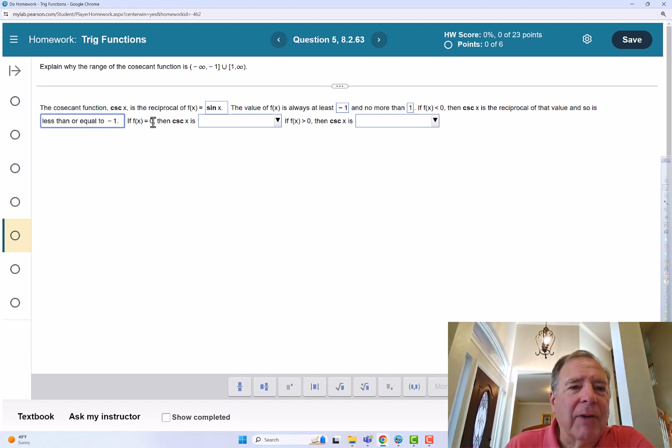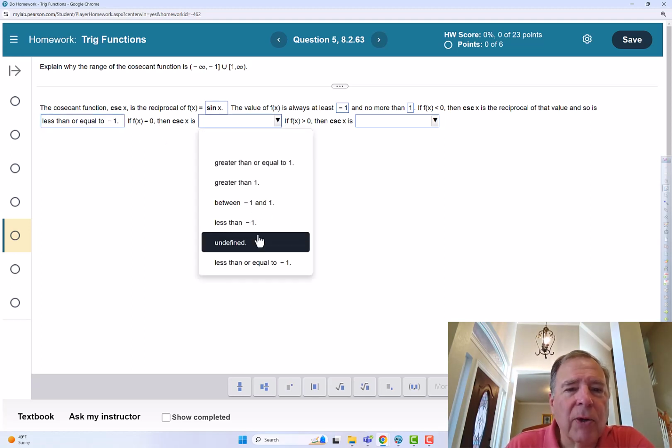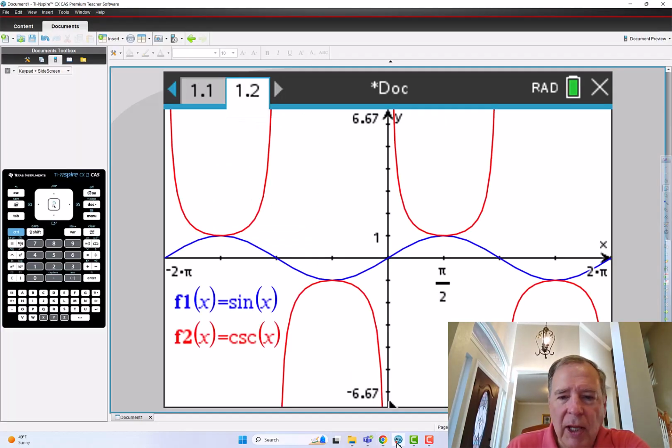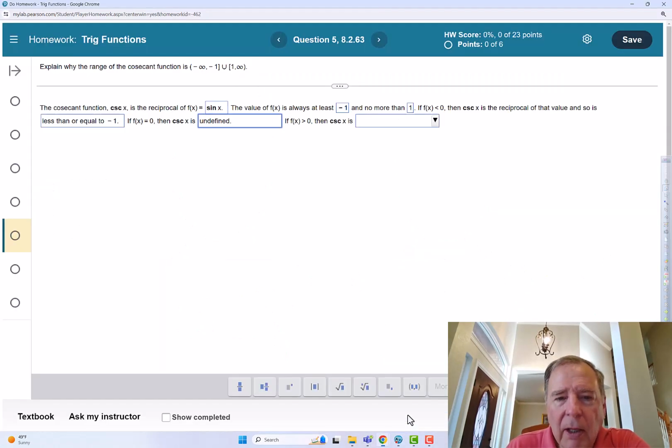Continuing on, if f of x equals 0, and remember f of x is sine of x, cosecant is the reciprocal. We can't divide by 0, so cosecant of x is undefined when sine of x equals 0. I haven't put in the vertical asymptotes, but everywhere sine goes through 0, we have a vertical asymptote.